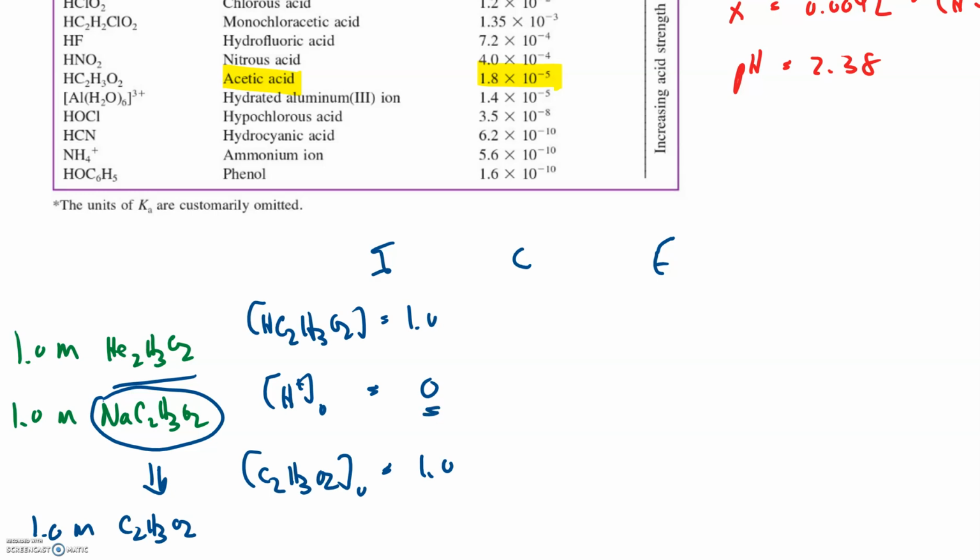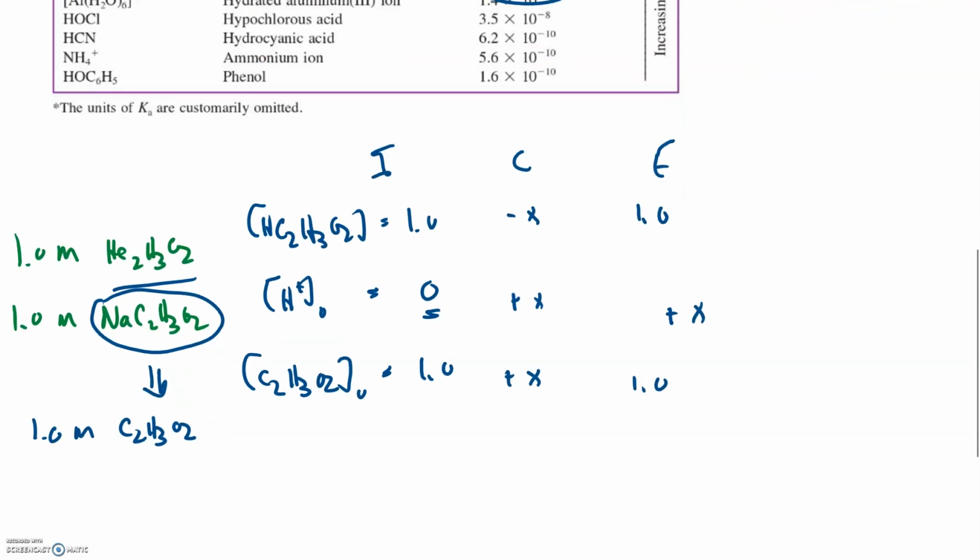So this is going to decrease by X, and this is going to increase by X, and this is also going to increase by X. So at the end, this will be 1 minus X, and this will be plus X, and this will be 1 plus X. But, I mean, this Ka is really small. So we're already going to approximate. That means that's just going to be 1, and that's just going to be 1.